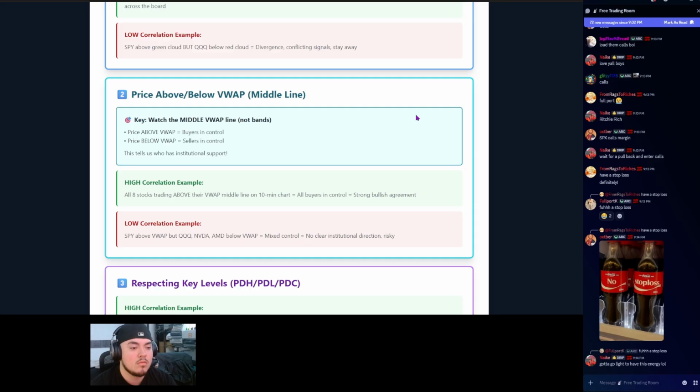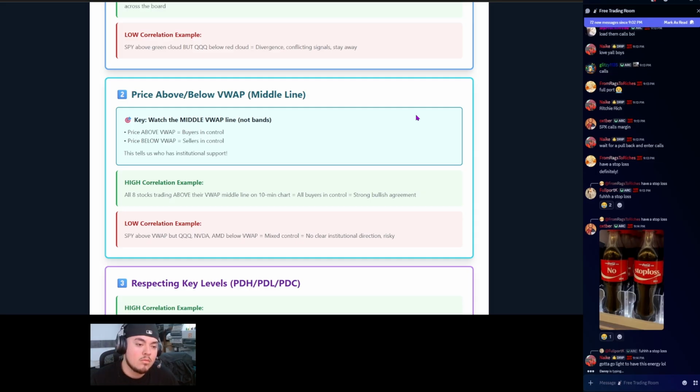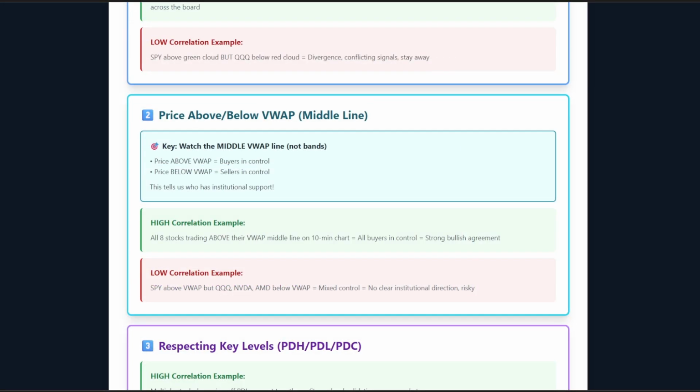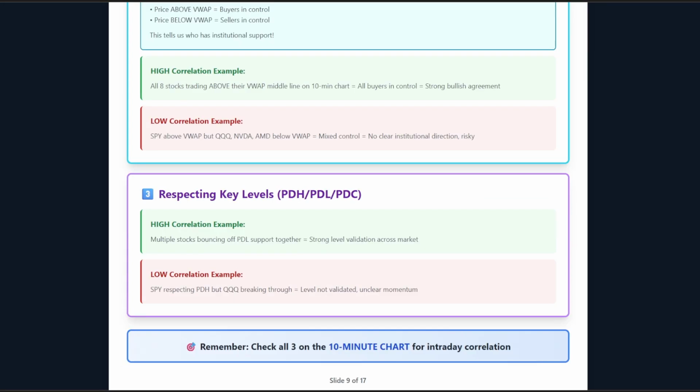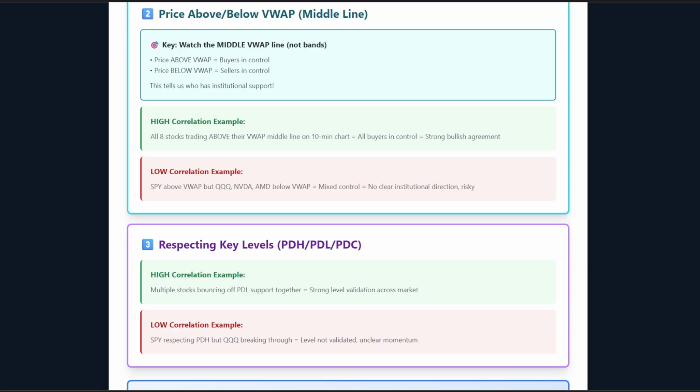A high correlation example is all 8 stocks are trading above the VWAP on the 10-minute chart, right? All buyers are in control, strong bullish agreement across the board. If everything is bullish in the market that is on your screen, everything is moving up together, what are you looking for? What kind of opportunity are you looking for? You're looking to go long off the cloud. Clear stop under the cloud.